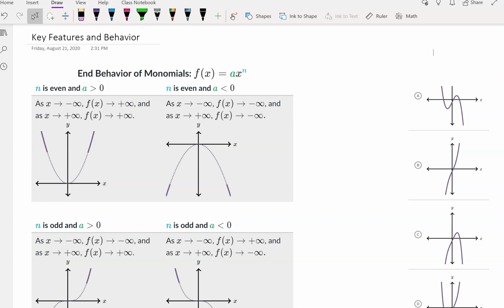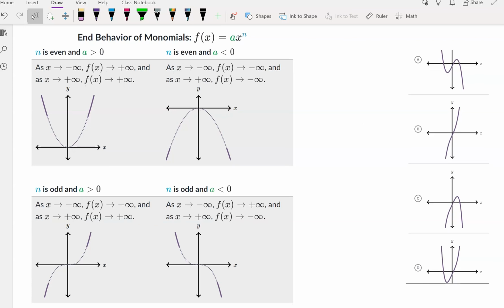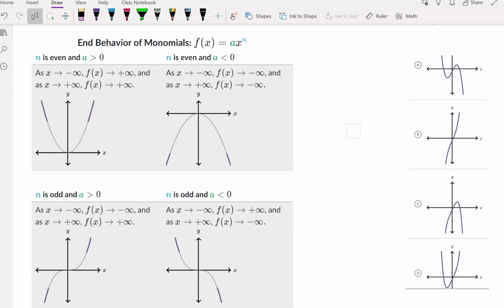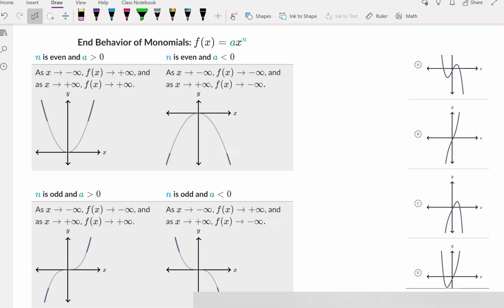All right, students, here we go. I would definitely find a picture that looks like this and put it in your notes, or make a notation somewhere in your notes of these different types of end behavior that match up with the degree of your polynomial function.